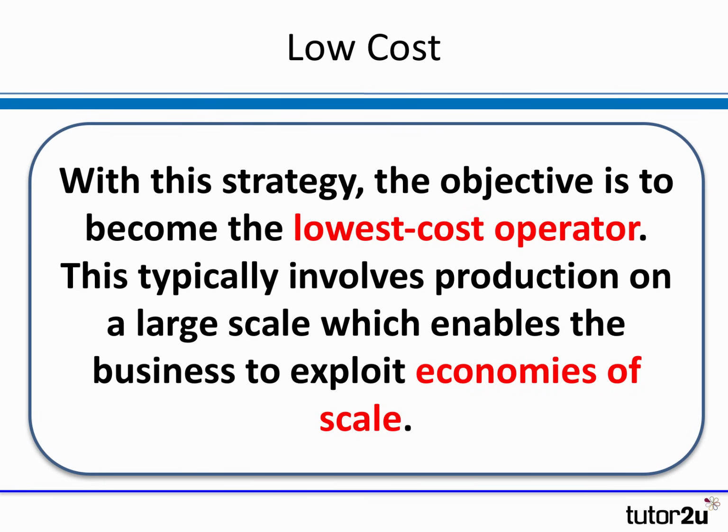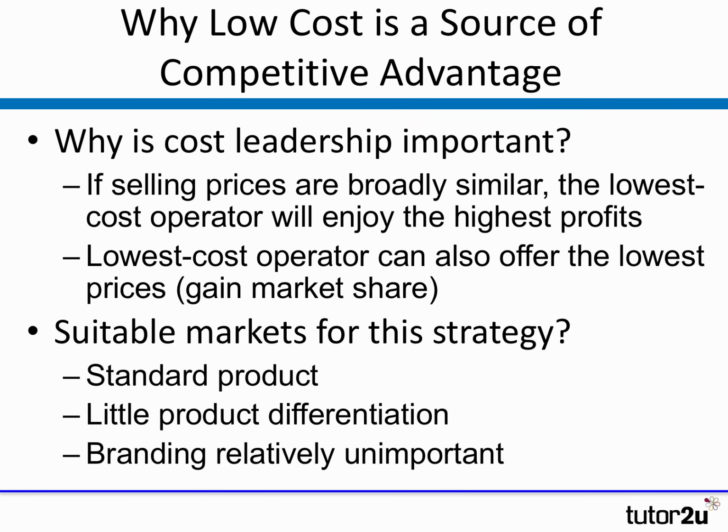With low cost, the objective is to try to become the lowest cost operator in the market, in the industry. And typically what this involves is organising the business in such a way that it's able to achieve economies of scale. You'll remember from our revision video on economies of scale that these arise when unit costs fall as output increases. And economies of scale are a common feature, but not the only feature, of successful low-cost businesses.